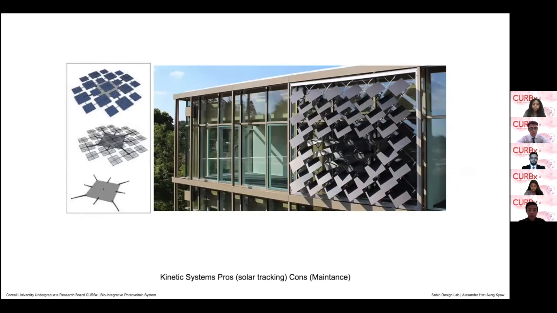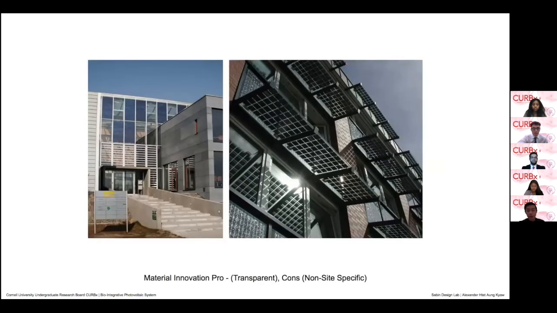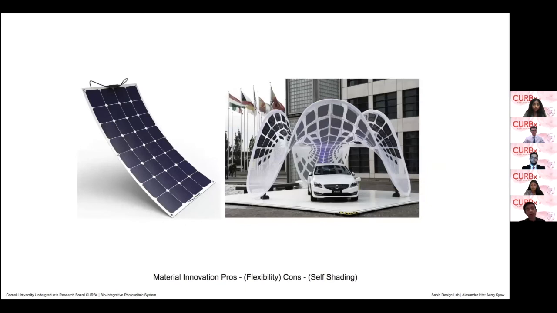And then I'm just going to go over a brief literature research done. When we wrote this paper, we looked into other projects which involve kinetic tracking, the pro of which is more consistent access to solar irradiance values throughout the day, but the cons are maintenance issues. Other projects such as transparent solar panels are utilized, but in this case, many of these are non-site specific, so they're just plugged onto the side of the building. Other material innovations include using thin film solar panels, which offers flexibility, but also creates self-shading due to its flexible nature and the forms it creates.